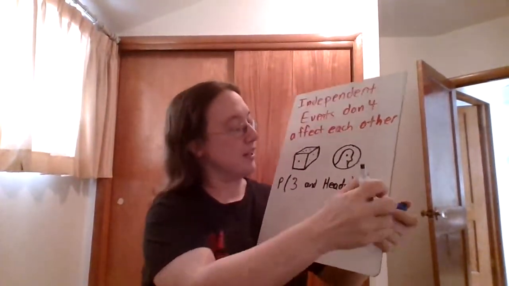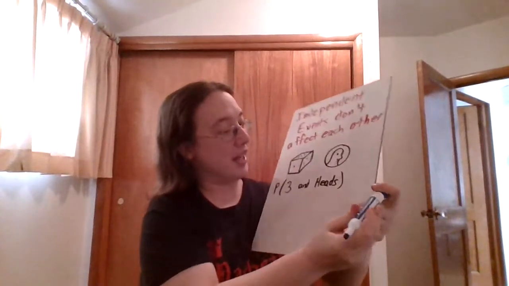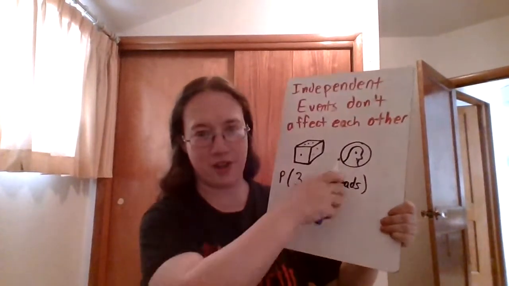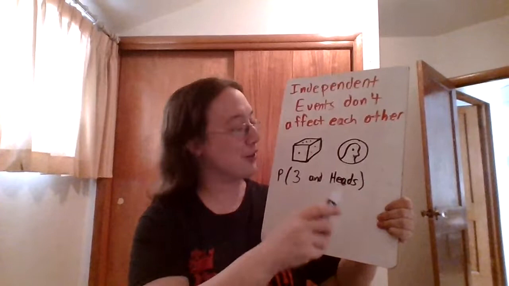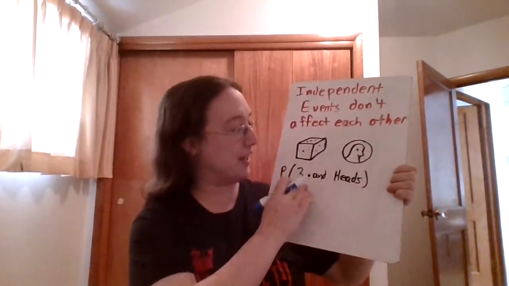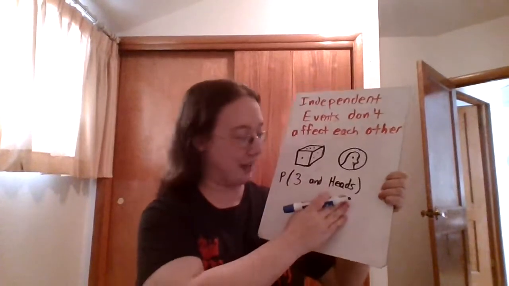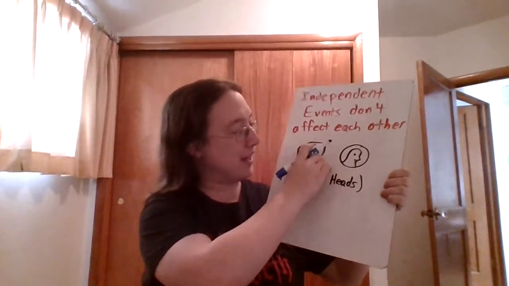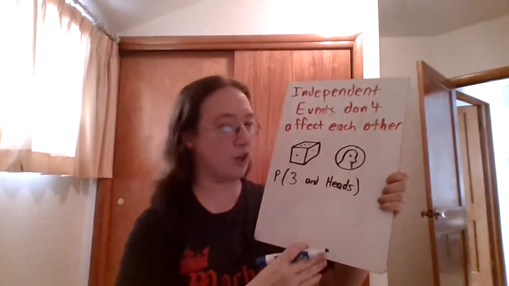For example, if I have a die and I have a coin, I was trying to draw a face, but the camera looking more like a chicken. Sorry about that. So if I've got a die and I've got a coin and I want to find the probability of getting 3 and heads, so I need a 3 on my die and a heads on my coin.